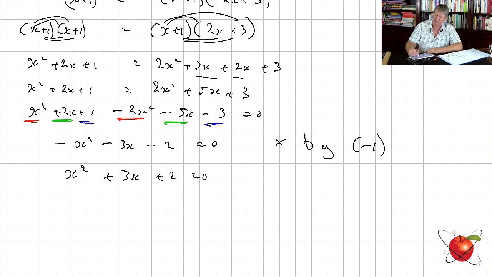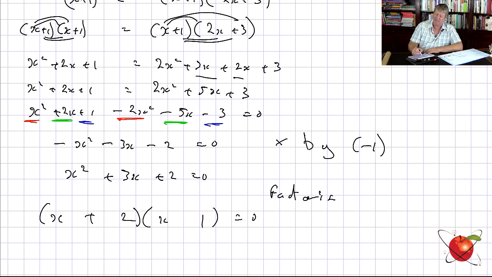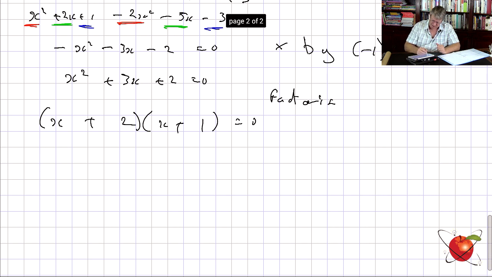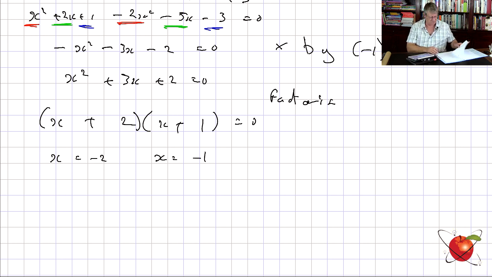And now we factorize. How do we factorize? It's a trinomial, always 2 brackets, right? x and x, because my option is x squared, and this has got to be a 2 and a 1, and then I find the signs that make it work. Therefore, x equals minus 2, x equals minus 1. And there's my answers for it.